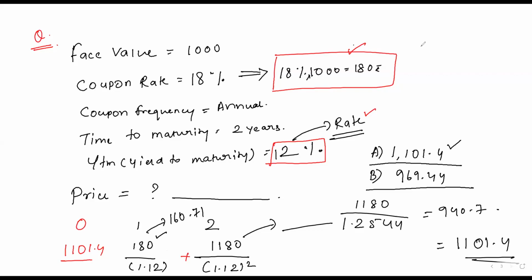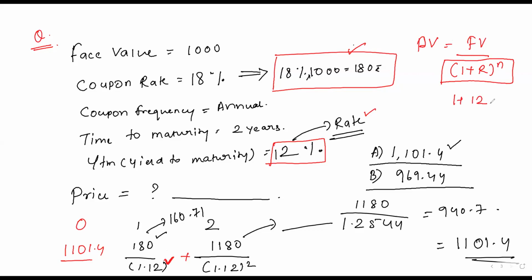What is the formula? The formula for present value is future value upon 1 plus r raised to n, correct? Yes, we will be coming to the Excel part, don't worry. But what is the formula? The formula is 1 plus r raised to n. Some of you are asking where this 1.12 is coming from. 1 plus 12%. What is 12?